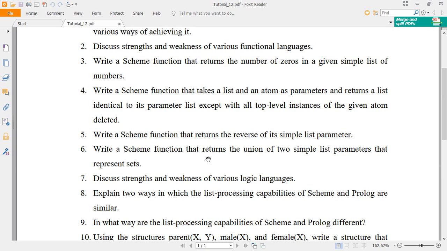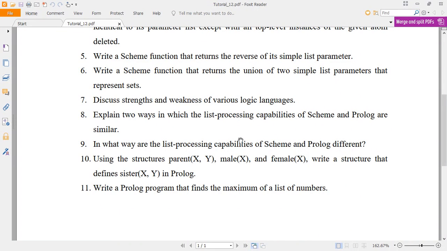Okay. Well, next we will move on to the logic programming languages. The 7th question deals with the discussion on the logic programming language. We have seen Prolog as a language for logic programming, but there exist several other programming languages such as answer set programming, Datalog, and also Prolog. So these are the three major logic programming languages available. So do some research on this question, that is, discuss strengths and weaknesses of various logic languages.